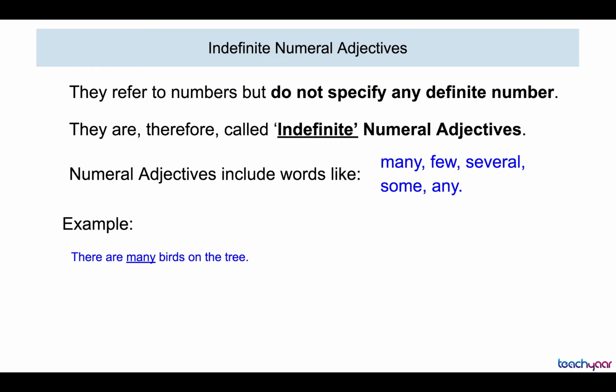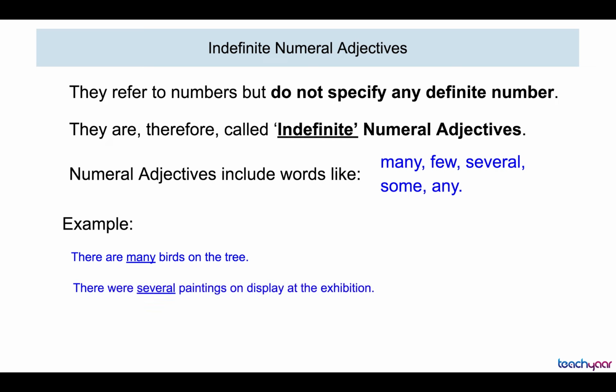So here, which is the indefinite numeral adjective? Many. How many birds are there on the tree? Many. So many is your numeral adjective, but it is indefinite because it is not telling you the exact number. If you say there are 20 birds on the tree, then that is definite. But here there are many birds. Now, two things you have to remember here. One, the adjective doesn't give you an exact number, and it is coming along with the noun. So many birds. Birds are countable, and we have the term many.